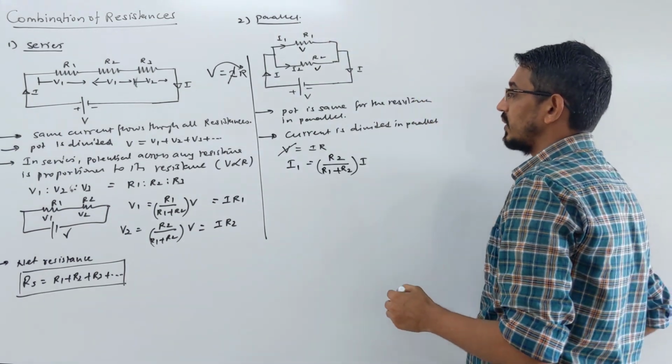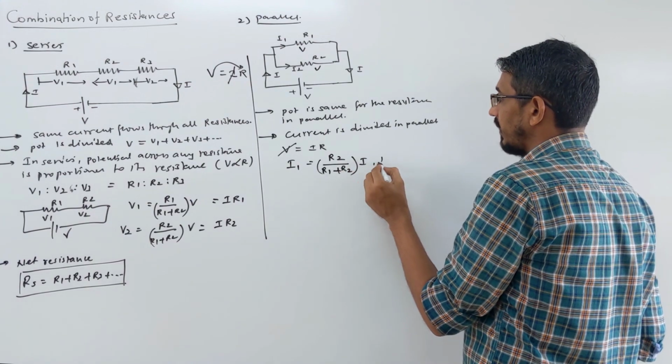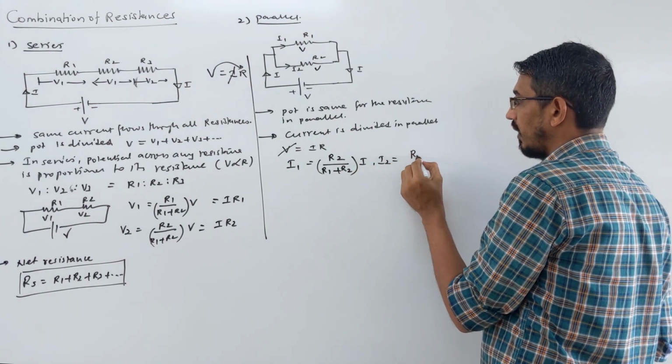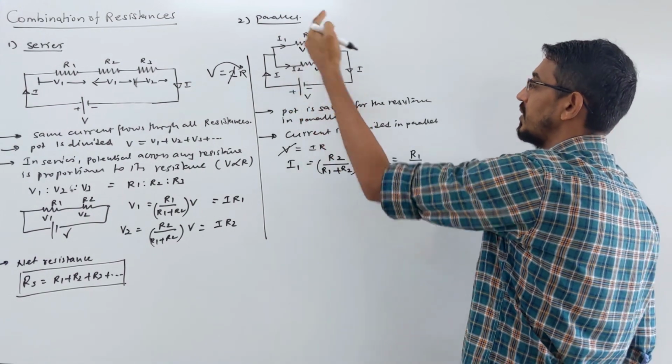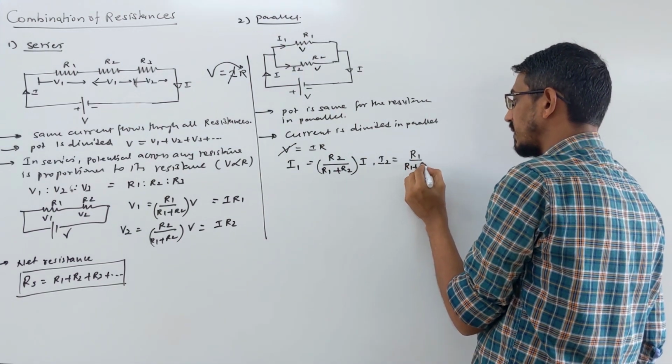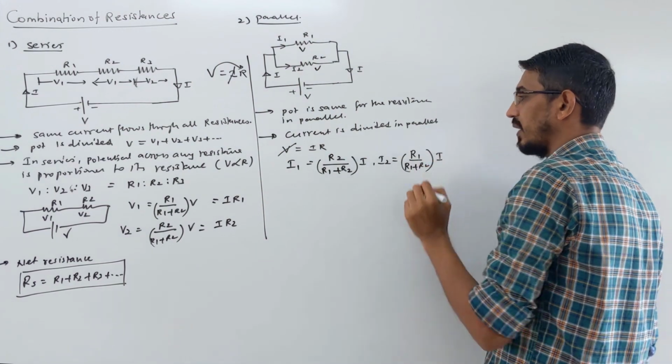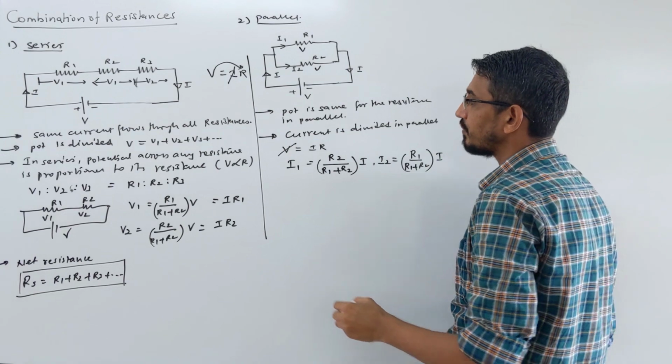So if you want to find I2, same way. What is I2? The current in this branch is the opposite resistance R1 by total resistance, into the total current. You can write it this way.